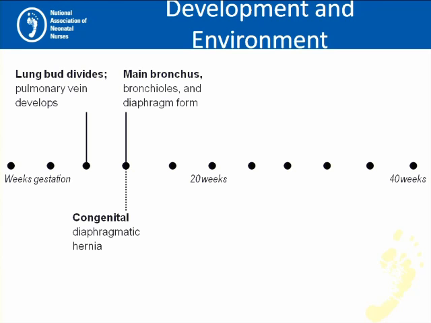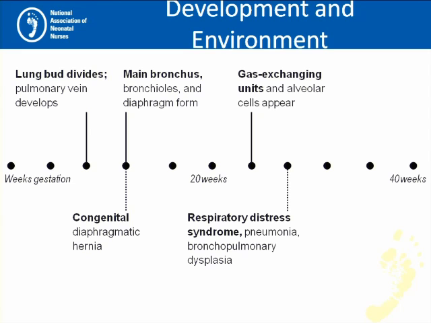During weeks 5 to 17 of gestation, the conducting airways form, including cartilage, main bronchus, terminal bronchioles, diaphragm, and capillary bed. Failure of the diaphragm to close during development at this time can cause congenital diaphragmatic hernia, that is, the abdominal contents herniate into the thoracic cavity through a hole in the diaphragm.